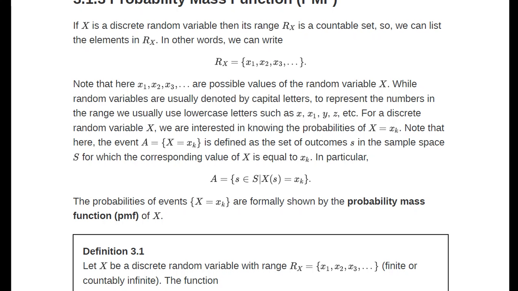Note that here the event A equal X equal xk is defined as the set of outcomes s in the sample space S for which the corresponding value of X is equal to xk. In particular, A equal the set of s from the sample space such that X of s equal xk. The probabilities of events X equal xk are formally shown by the probability mass function, PMF, of X.